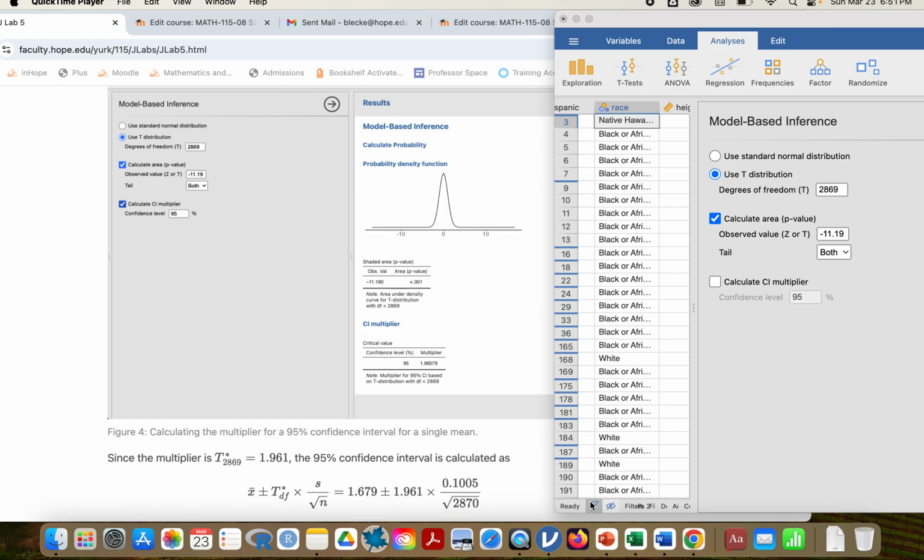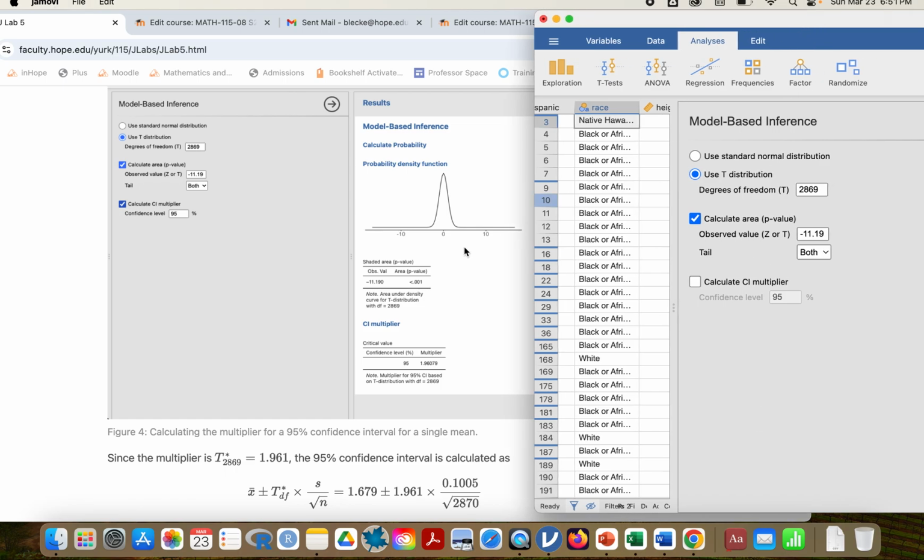Two pieces: a confidence interval that's model-based and a confidence interval by bootstrapping. So we've already checked the assumptions: our sample size is at least 30, our data set's not skewed, we don't have any outliers, and we have a basically symmetric distribution.